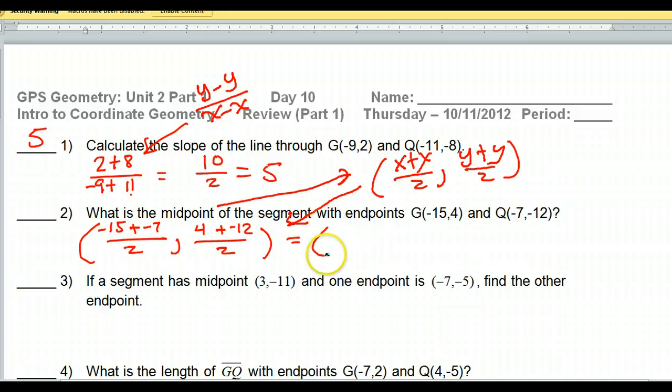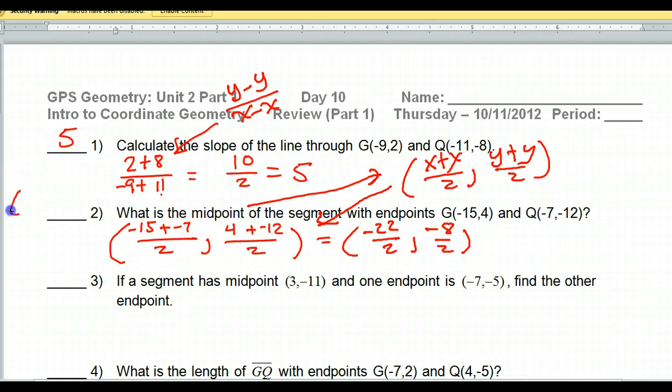okay, so that's negative 22 over 2, and that's going to give me negative 8 over 2. So that's going to be negative 11 comma negative 4.